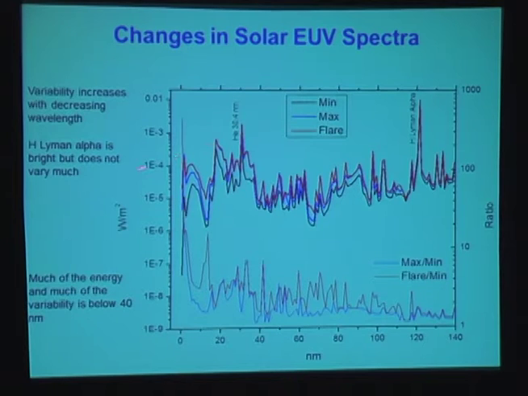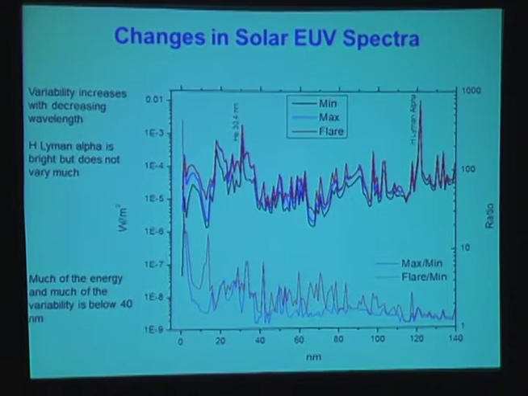You still have quite a bit of variability below 40 nanometers, as Phil points out, that's where the photoelectrons are all being produced. And as you get to longer and longer wavelengths, Lyman alpha, which is the brightest line in this spectral region, in fact, it carries more energy in that one spectral line than the entire solar wind, but it doesn't vary very much. So it's a much stabler spectral emission.